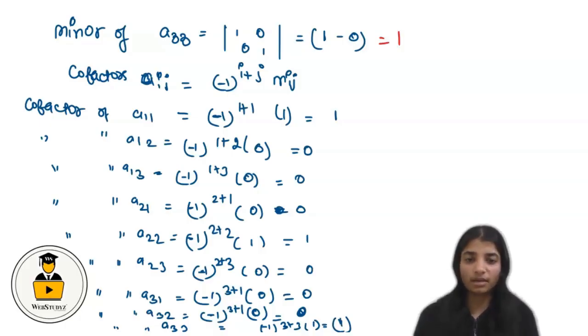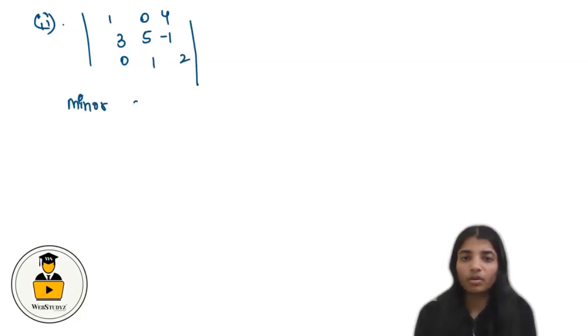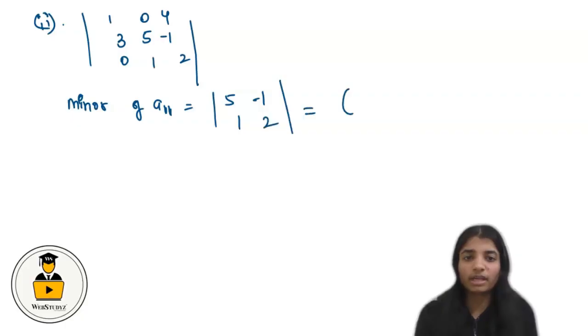Now let's discuss part 2. In part 2, we are given the determinant of 1, 0, 4, 3, 5, minus 1, 0, 1 and 2. We have to find its minors and cofactors. Let's say the minor of element A11 is equal to cancelling the row and column in which A11 lies, and writing the remaining in the form of a determinant. That becomes 5, minus 1, 1 and 2. Now find its determinant. 5 multiplied by 2 is 10, and minus of 1 multiplied by minus 1 is minus 1. So minus 1 multiplied by minus is plus 1. So this becomes equal to 11.